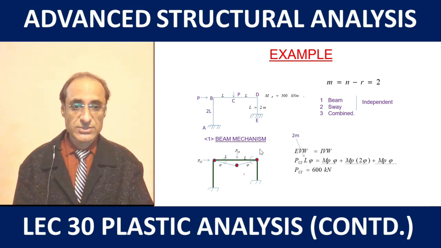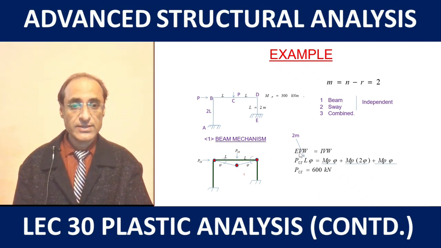So when we write the equation of the external and the internal virtual work done, we have the external virtual work done by the downward displacement of the vertical load, and then we have the internal virtual work done at these 3 plastic hinge locations, that is at B, C and D. The only difference between these 3 is that the work done at C is twice that of at B and D, for the reasons we have already explained. So solving this equation you will get the value of the failure load as 600 kN.